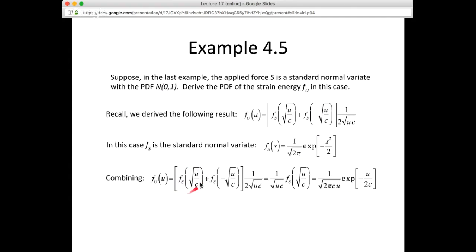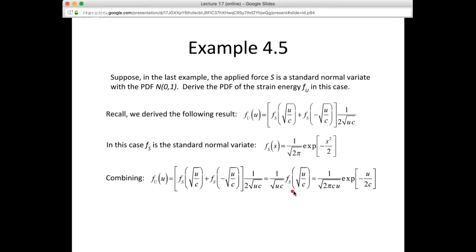So that means that this function, evaluated at square root u over c, is going to be exactly equal to this function evaluated at minus square root u over c. So we might as well just write it as a single function evaluated at square root u over c times 2, but then there's also a 2 in the denominator, so those two cancel. So we end up with this quantity here. I just moved the square root u over c out to the front, which is why it's sitting here.